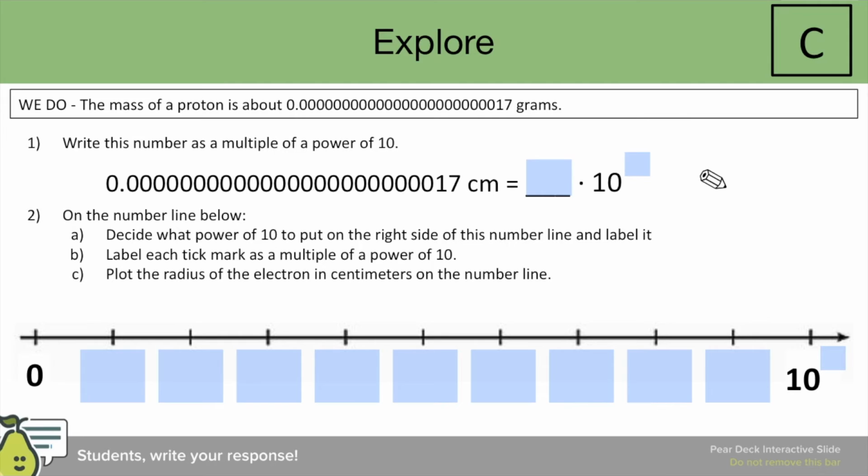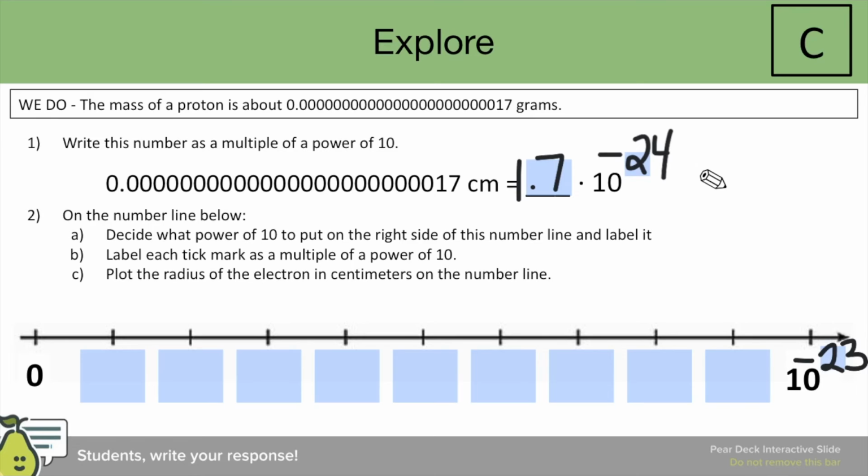For the we do, we're presented with the mass of a proton, which can be expressed as 1.7 times 10 to the negative 24th power. So on the number line now, together we're going to decide what power of 10 to put on the right side of this number line. And students should realize that it should be 10 to the negative 23rd power, because 1.7 times 10 to the negative 24th is greater than 10 to the negative 24th power, but less than 10 to the negative 23rd.